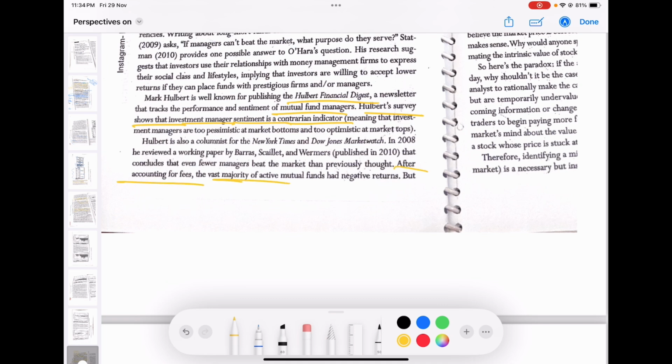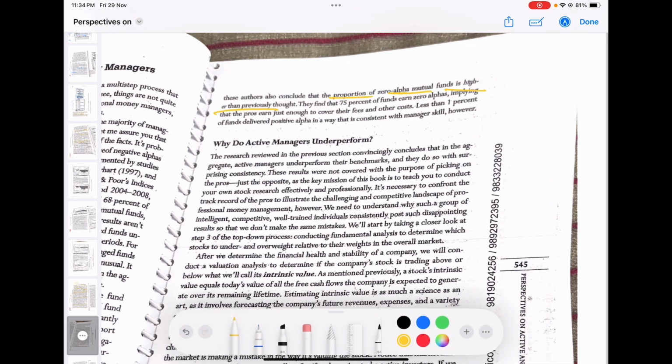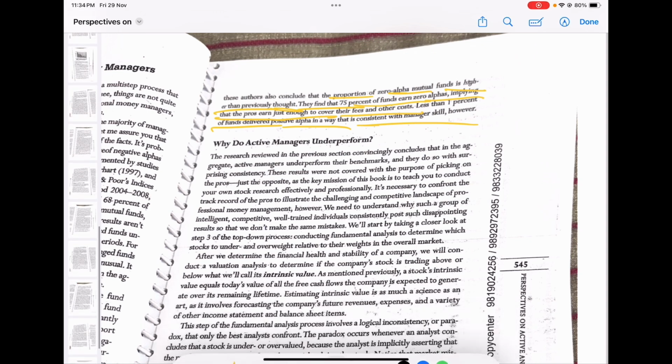After accounting for fees, the vast majority of active mutual funds had negative returns. But these authors also conclude that the proportion of zero alpha mutual funds is higher than previously thought. They find 75% of the funds earn zero alphas, implying that the pros earn just enough to cover their fees and other costs. Less than 1% of the funds delivered positive alpha. So that's the kind of research which they have done.